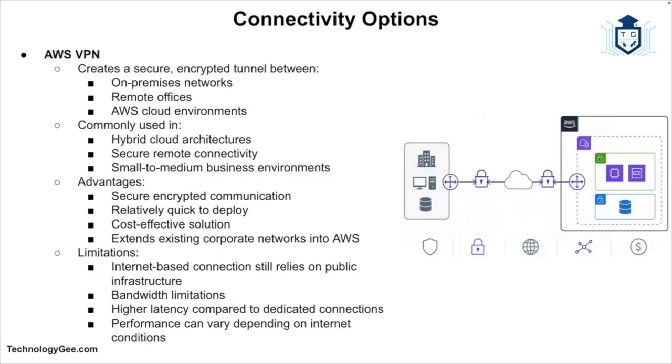And then you have AWS VPN. A VPN, or virtual private network, creates a secure encrypted connection between your on-premises network and AWS. And this is great for hybrid environments where you want to securely connect your internal network to your cloud resources. It's relatively quick to set up and cost effective. However, VPN connections can have limitations in terms of bandwidth and latency.